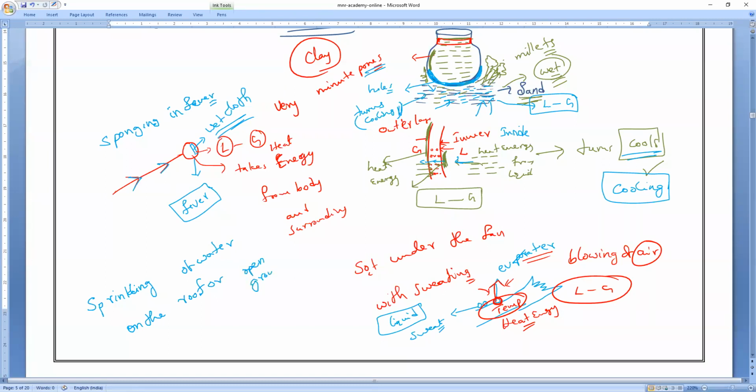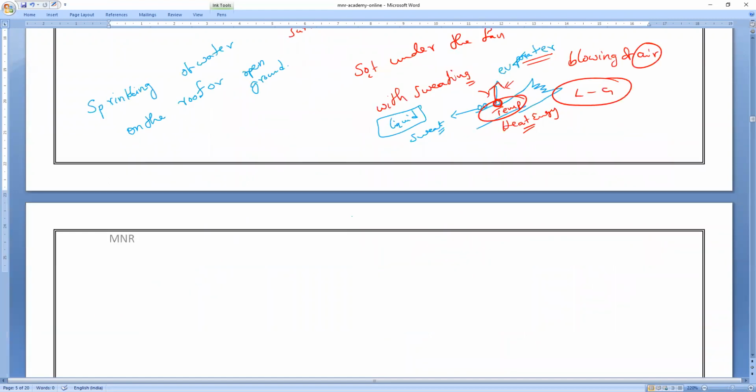Sprinkling of water on the roof or open ground also causes what? It will take the temperature from the surroundings. It evaporates by absorbing the heat from the surface, resulting in cooling of the surface. Yes, cooling. Lingesh is saying, very good, Lingesh. Super example.